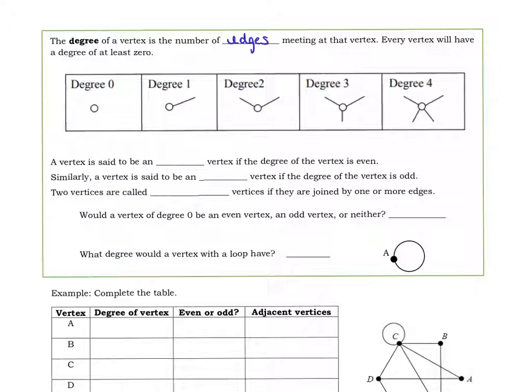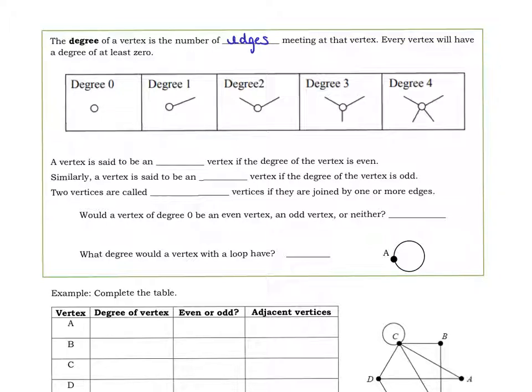So the first one is degree 0 because there are no edges going into it. The second one is degree 1 because there's one edge going into it. Degree 2, 2 edges, etc. And you can have as many degrees as you want for any vertex. There are no limits other than it has to be at least 0.